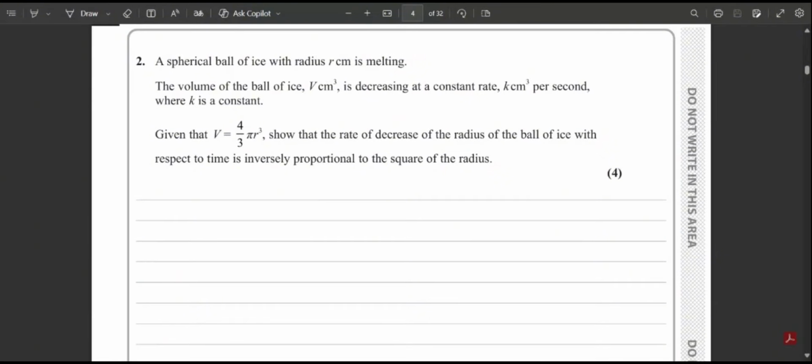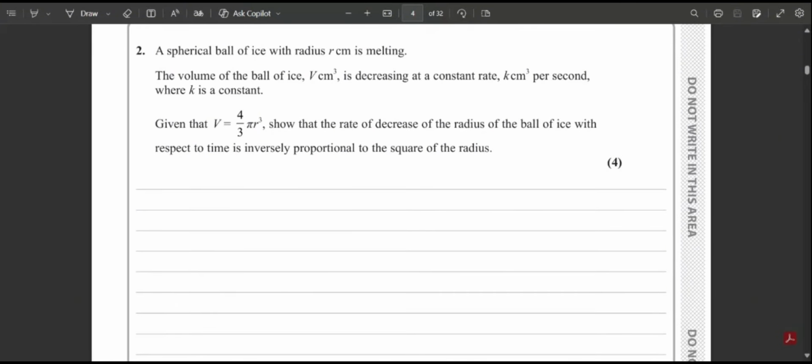So this is our question number 2. We can see that in question number 2 we have a spherical ball of ice with radius r centimeter is melting. So we have a ball that is spherical and it is made of ice, that's why it's melting. The sphere has a radius of r.